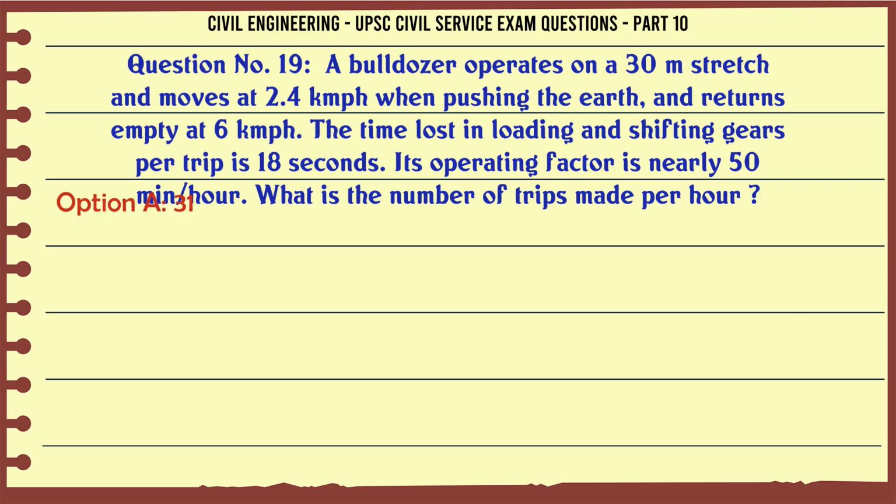A bulldozer operates on a 30 m stretch and moves at 2.4 kmph when pushing the earth and returns empty at 6 kmph. The time lost in loading and shifting gears per trip is 18 seconds. Its operating factor is nearly 50 min/hour. What is the number of trips made per hour? A. 31, B. 33, C. 35, D. 37. The correct answer is 37.